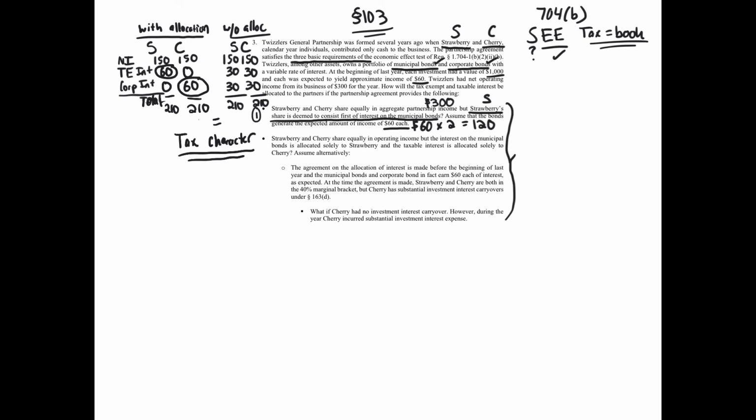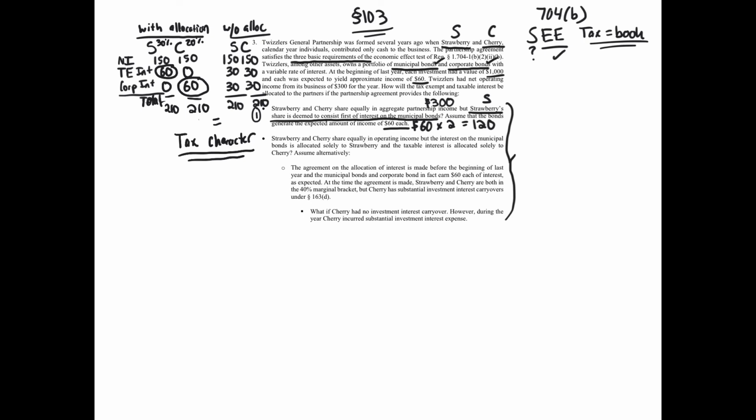And then since they're in different brackets, let's say Strawberry is again in the 30% bracket and Cherry's in 20%, that would be a better situation than without the allocation because Strawberry's in a higher effective bracket. Overall, I'm using an effective or average rate there, okay? Strawberry, 30% of 30, that would be 9. And then Cherry would be 20% of 30, which is 6. So 9 plus 6 is 15.